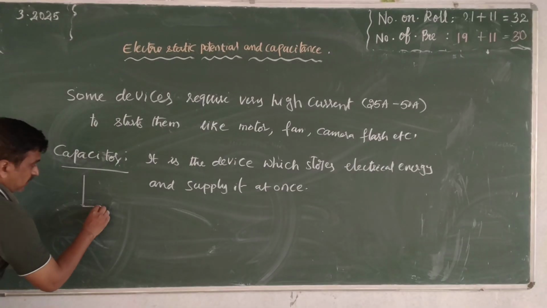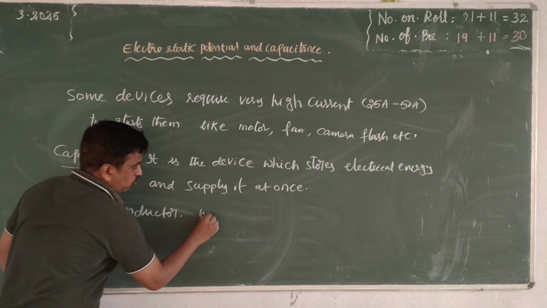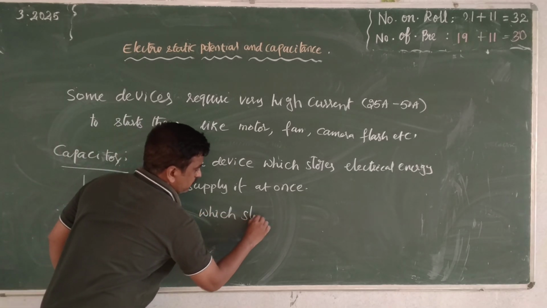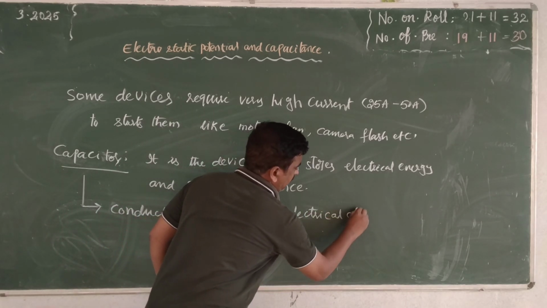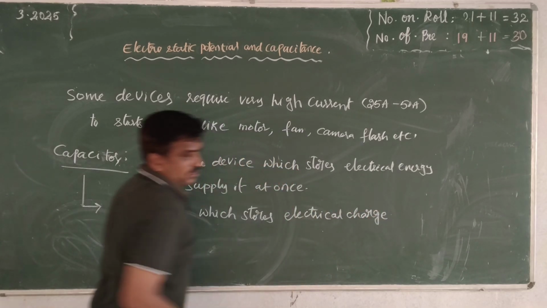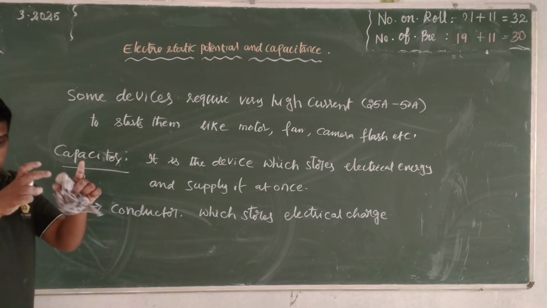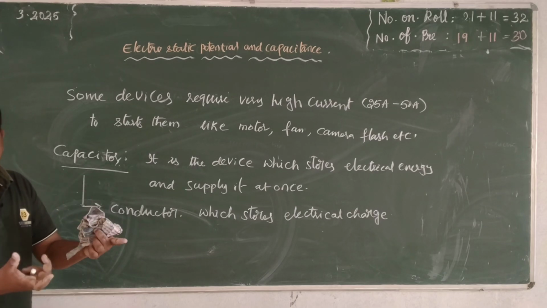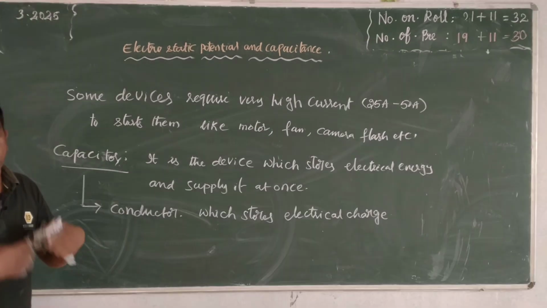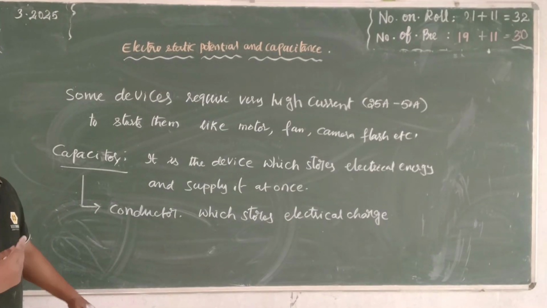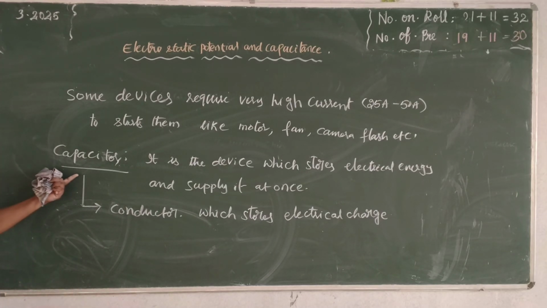Or we can say that a capacitor is a conductor which stores electrical charge. So a capacitor is a device which stores electrical energy in the form of electric charge. Electrical energy or electrical charge, both are the same. It suddenly supplies a larger amount of current or energy. Due to that, the fan motor will start and overcome the static friction. So that device we call a capacitor.